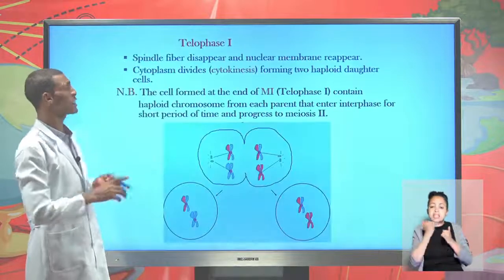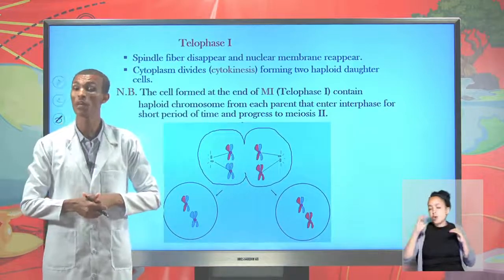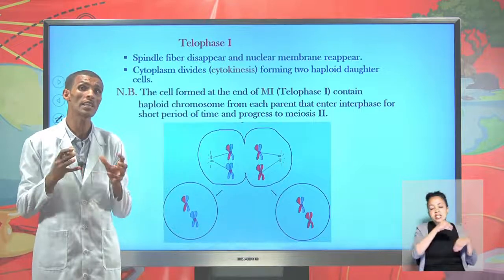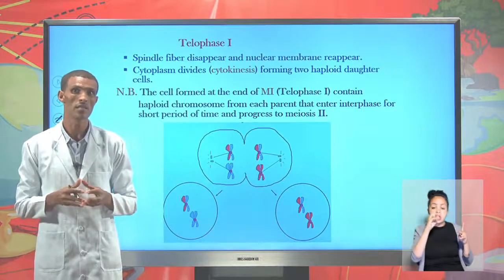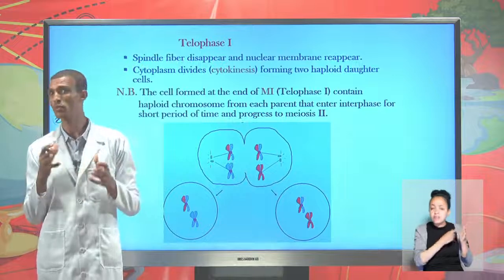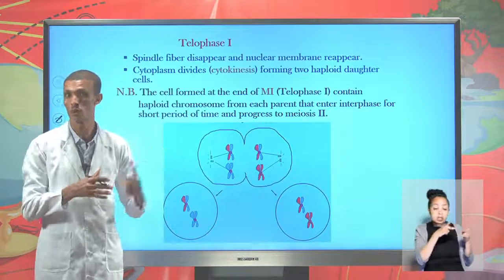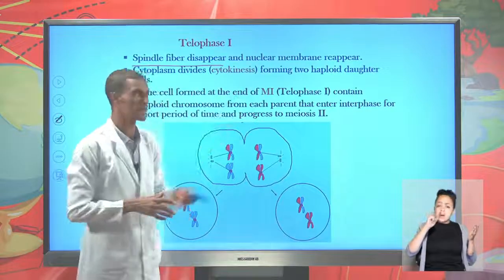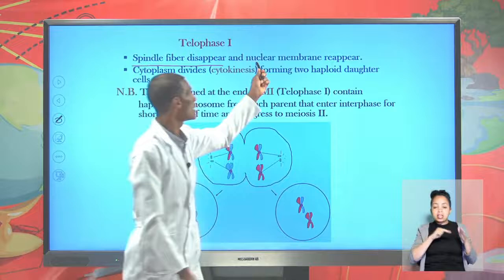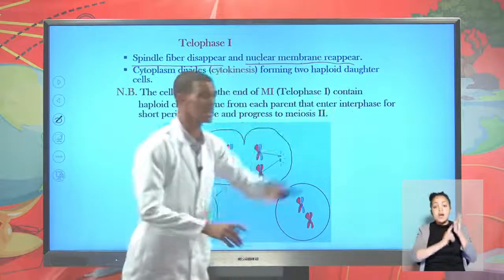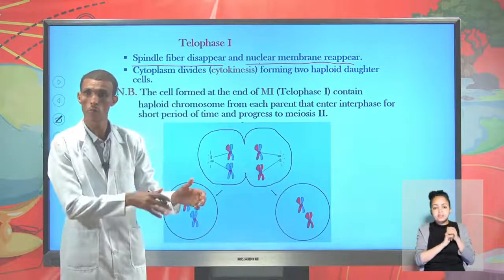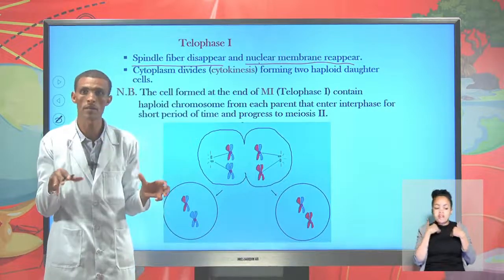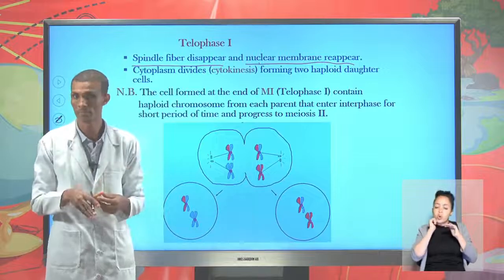And the last stage of meiosis I is telophase I. Most probably, the activity that takes place during telophase I is the reverse of the activity that takes place during prophase I. Here, the spindle fibers disappear and the nuclear membrane appears again. The cell formed at the end of telophase I has its own nuclear membrane and its own cytoplasm.